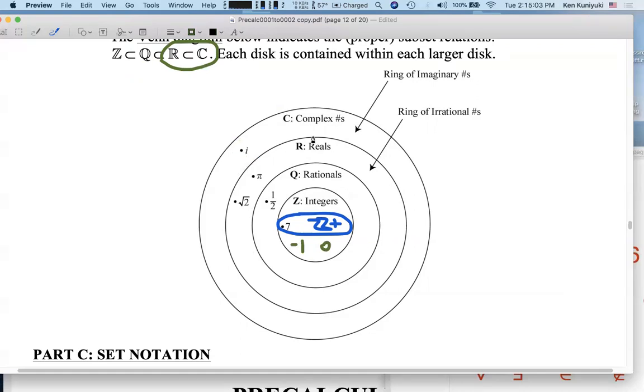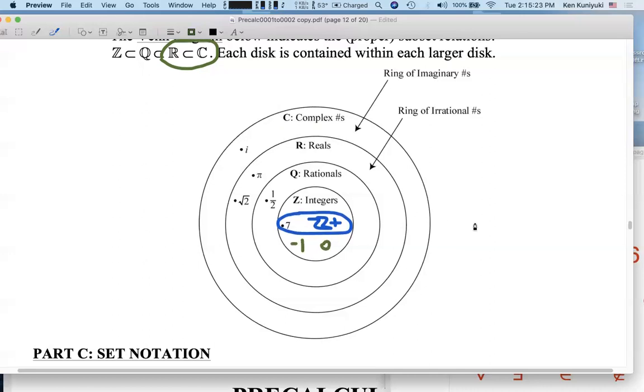And there are sets that are even, in a sense, larger than C. Quaternions, octonions, and I'll send an email about that later on. But C is the biggest set we'll deal with in this class. We do nudge a little bit into quaternions with vectors, but that's later on.